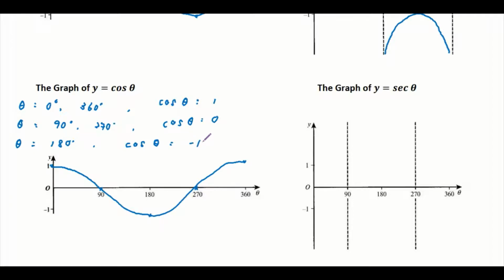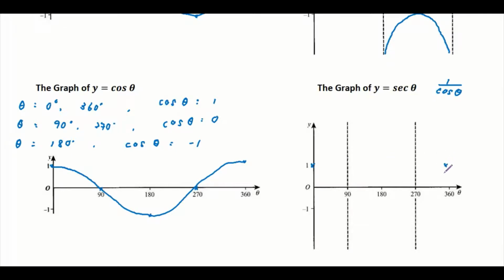So let us try to do the same thing. Let's start with 0 and 360 first. At 0, cos theta equals 1. The second graph is 1 over cos, so you have 1 over 1, which means it's at 1 here. The same thing at 360: it is 1 over 1 as well, so 1 here.